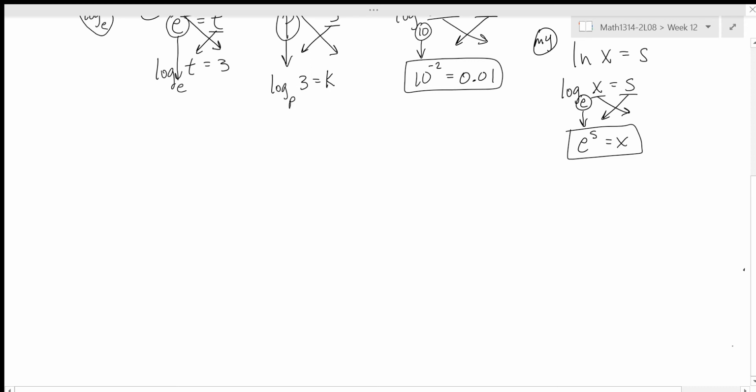All right, so now we've converted from log to exponential and from exponential to log. Do you think you can go both ways? It's good to go both ways, okay? So let's see what we can do next. Let's do number 63.